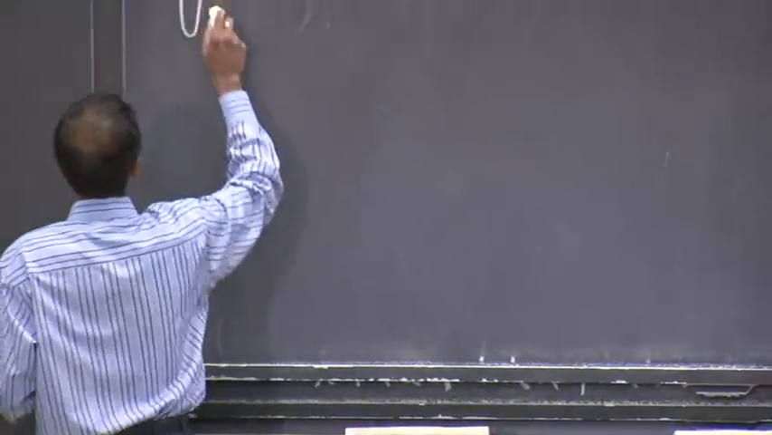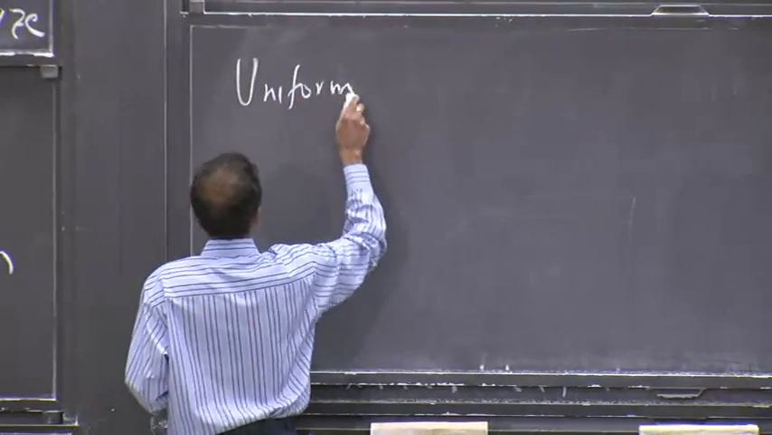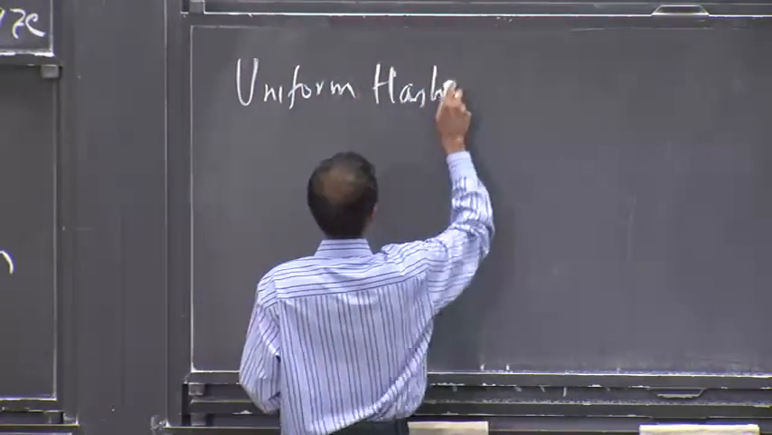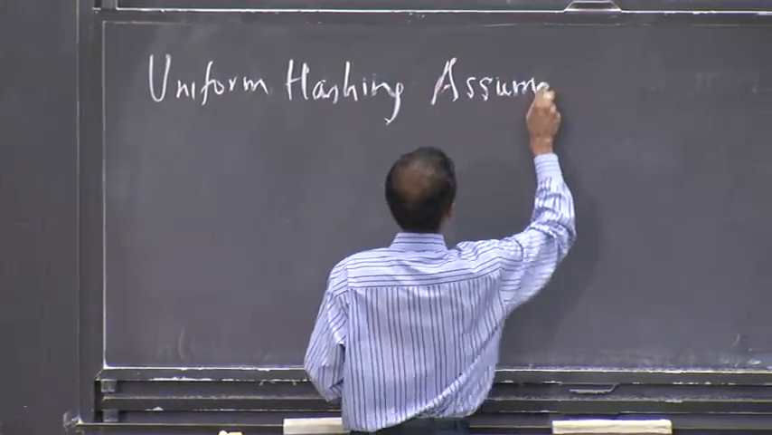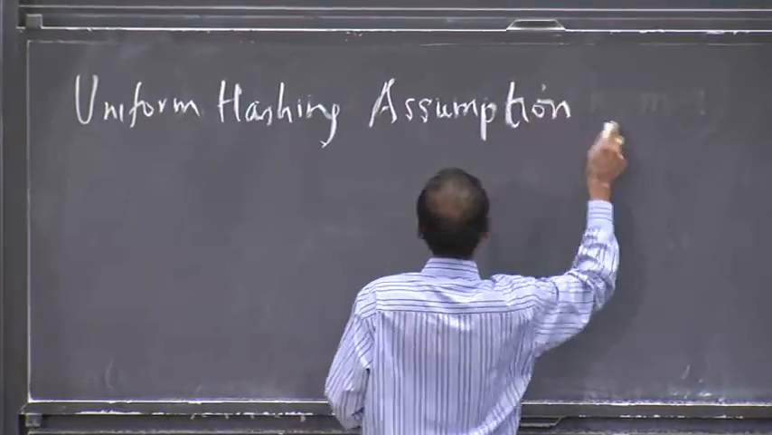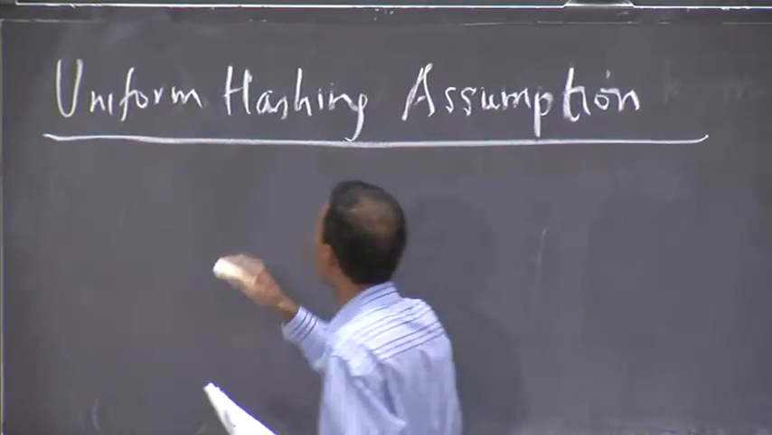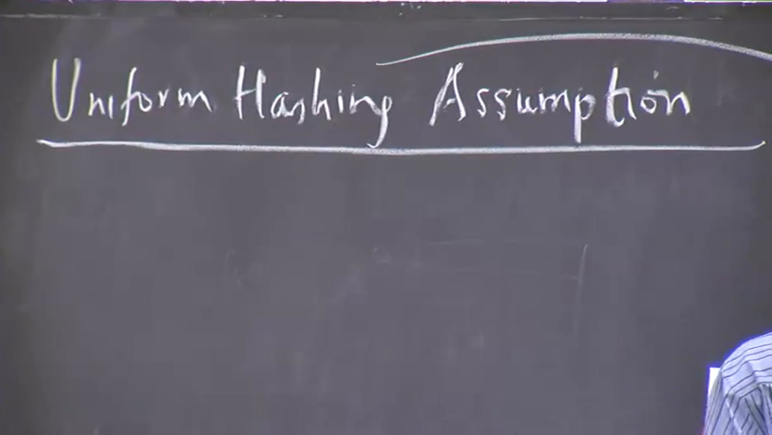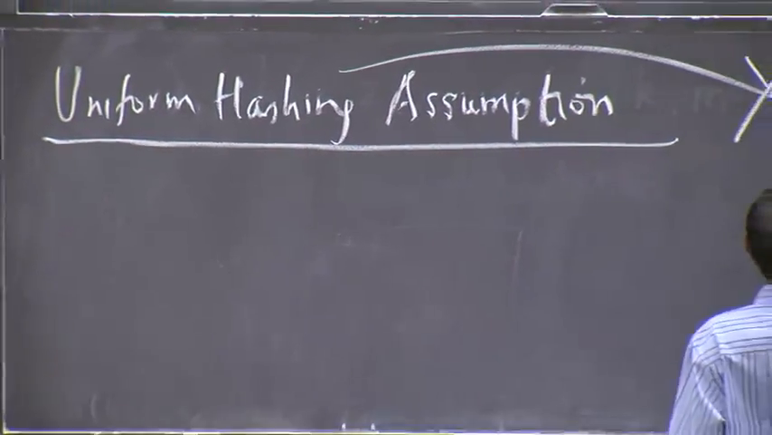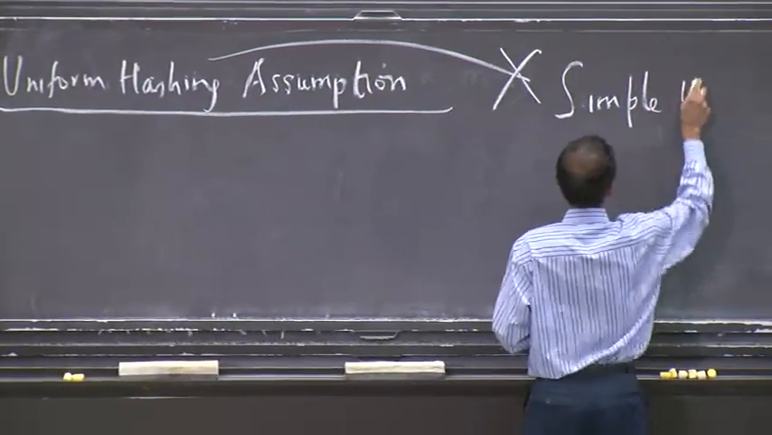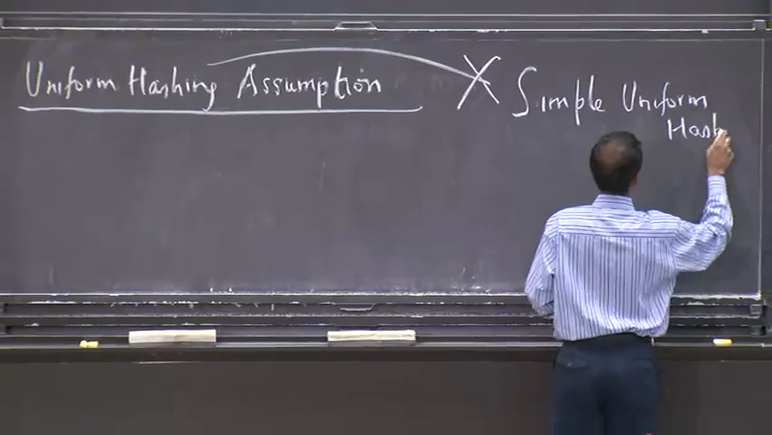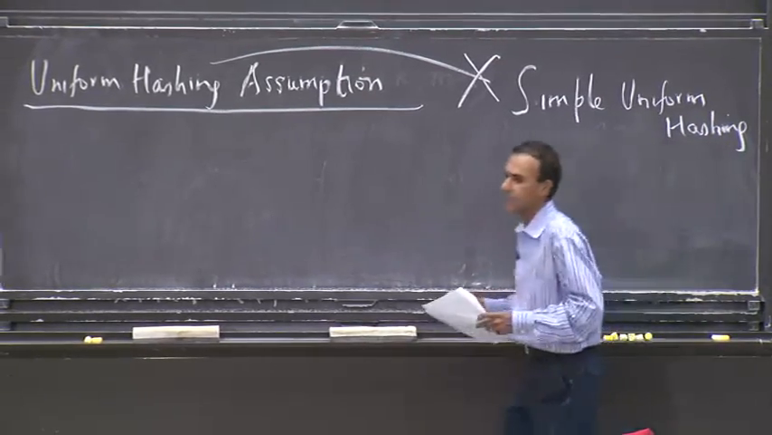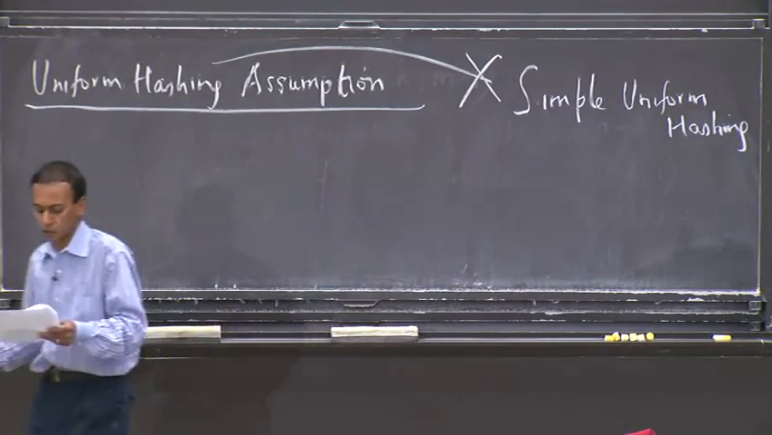But I do want to talk about the theorem and the result that the theorem implies, assuming you have the uniform hashing assumption. And let me first say that this is not the same as simple uniform hashing, which talks about the independence of keys in terms of their mapping to slots.